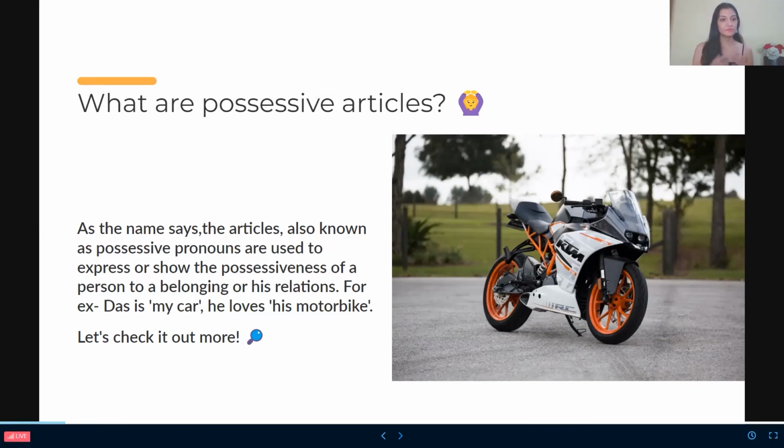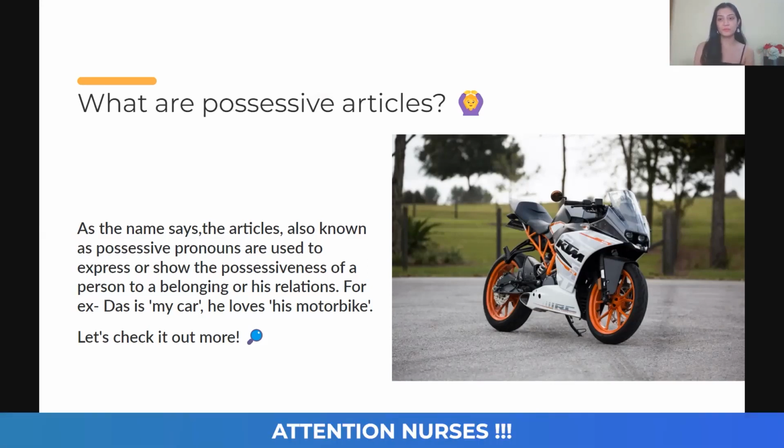For example, that is my car. He loves his motorbike. So my car, his motorbike. You can see the possessiveness. It's my car, you're not supposed to touch it. It's his motorbike, it belongs to him, or anything like that. So let's check it out more.